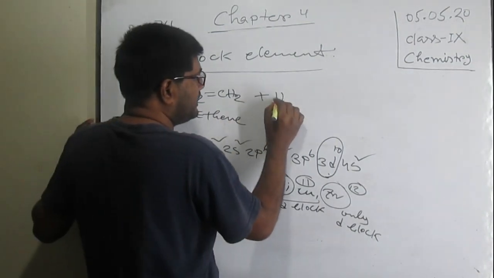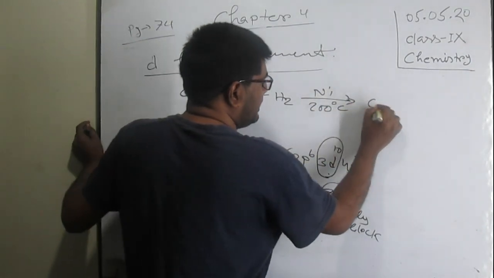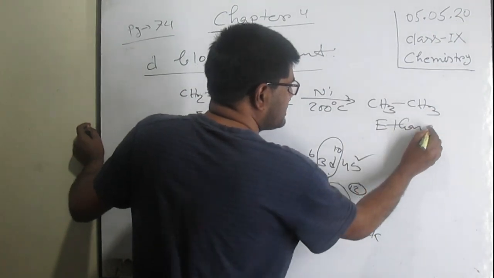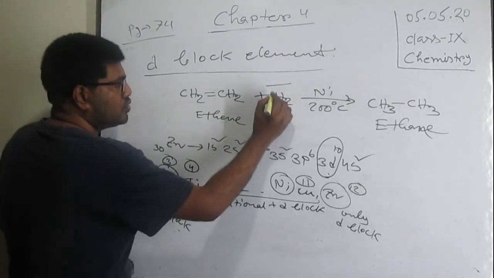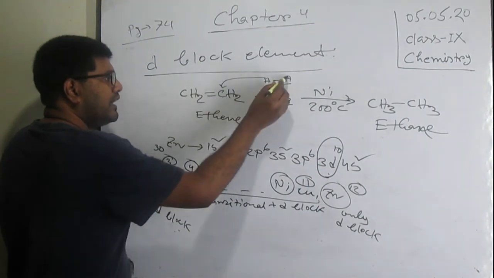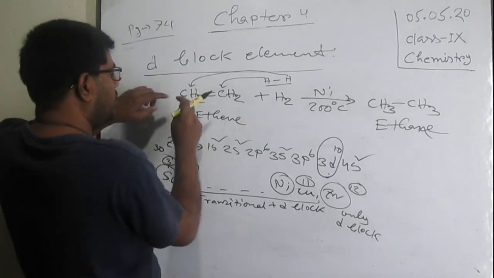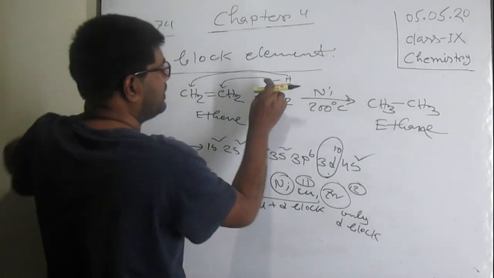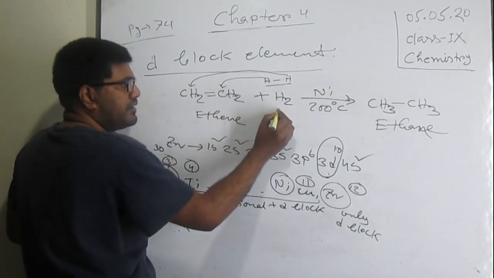Ethene plus hydrogen, then nickel, 200 degrees Celsius temperature, then it will convert into ethane gas. Ethane. So here there are two hydrogen atoms. One hydrogen comes to one carbon, another hydrogen comes to another carbon. That's why CH3. One hydrogen is increased because one hydrogen is coming from this hydrogen molecule.